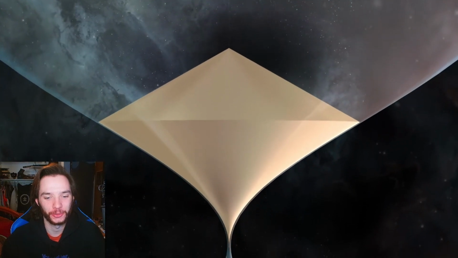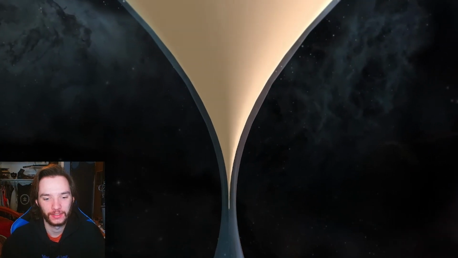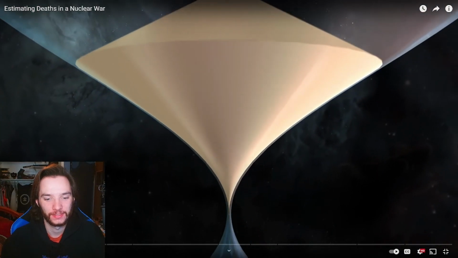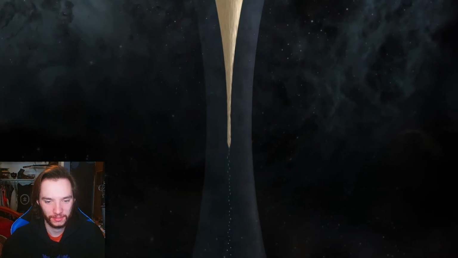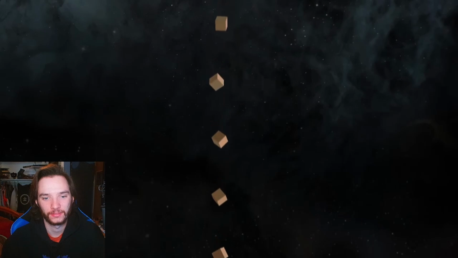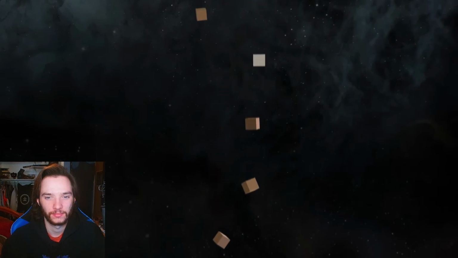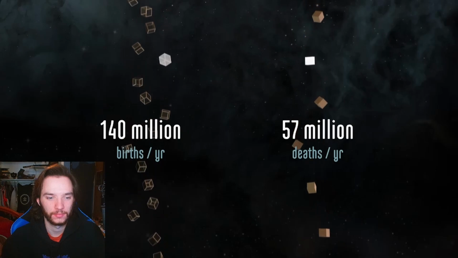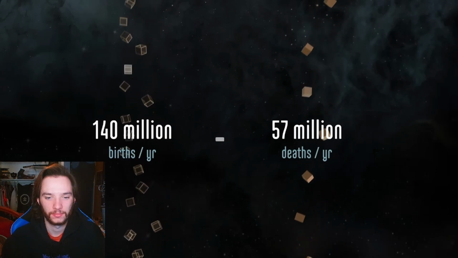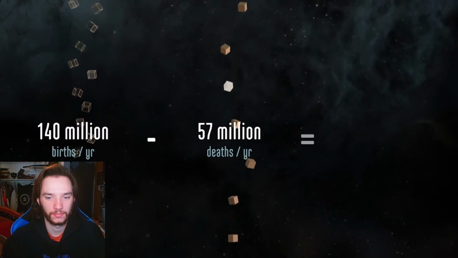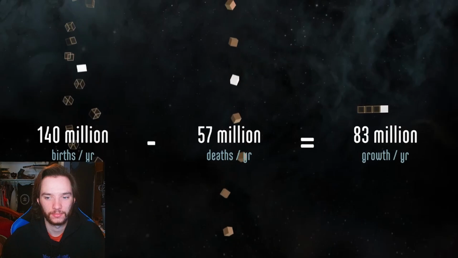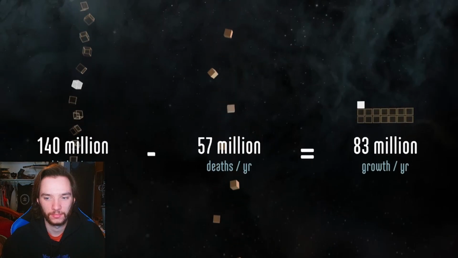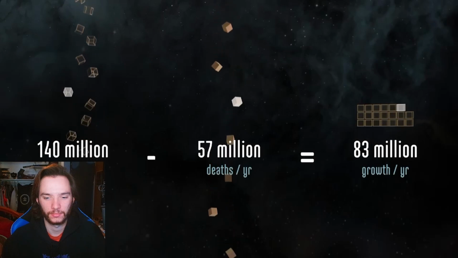Oh, that's a cool visual. Humans are dying at less than half the rate we're being born. What was that? Humans are dying at less than half the rate we're being born. About 2 die every second, which is 60 million deaths a year. And the difference between the birth rate and the death rate tells us how fast the world's population is growing. We're gaining about 2.5 people per second, or 83 million a year.